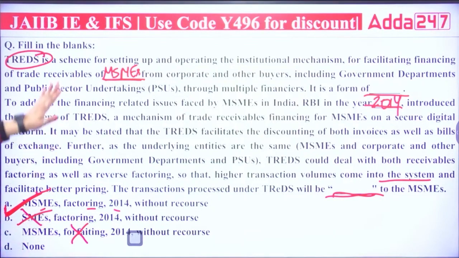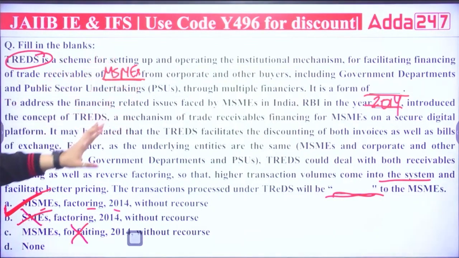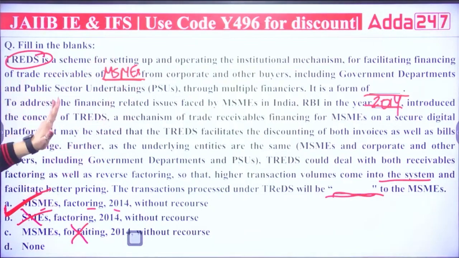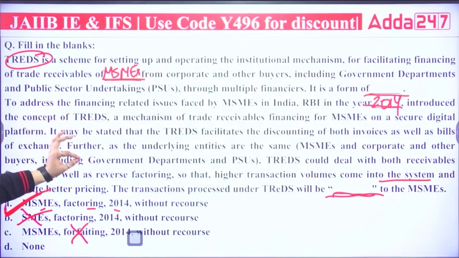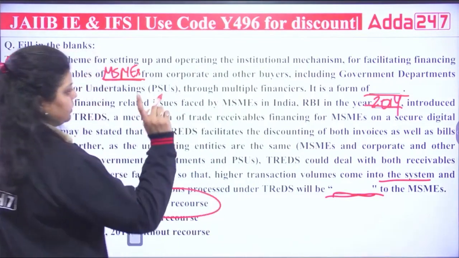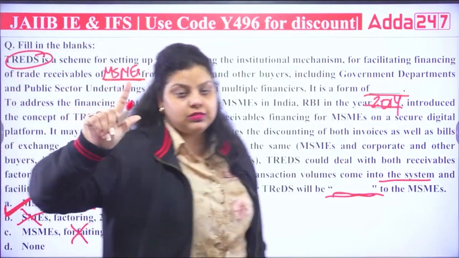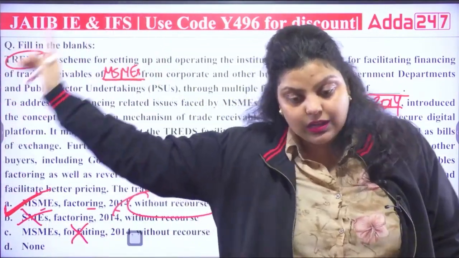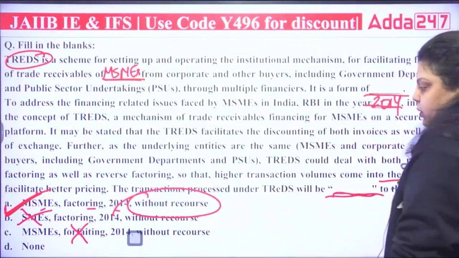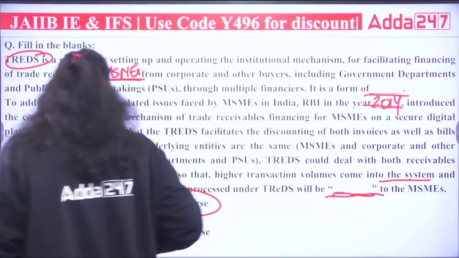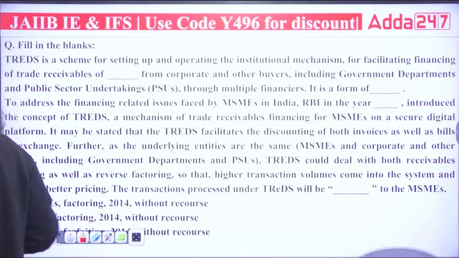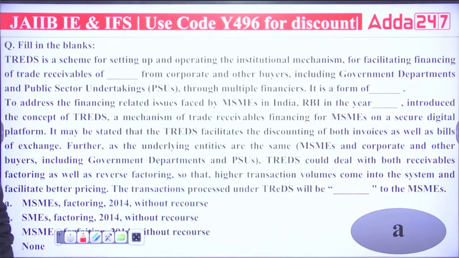So TReDS is for MSMEs. It's a form of factoring. It was introduced by RBI in 2014 and the transaction proceeds under TReDS will be without recourse. Without recourse means here if somehow the buyer defaults, the factor has to face the loss, not the seller. Okay, that's what it is talking about. So the right answer here will be the A option.